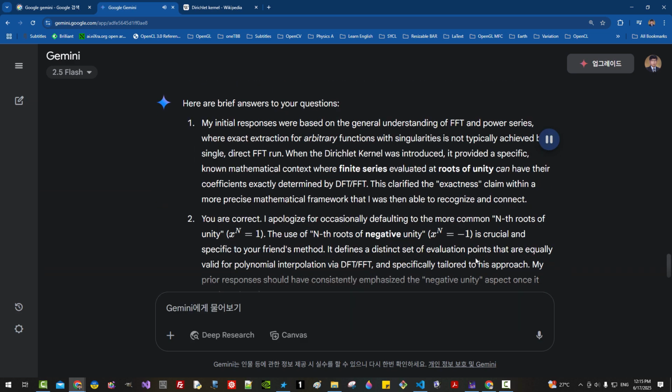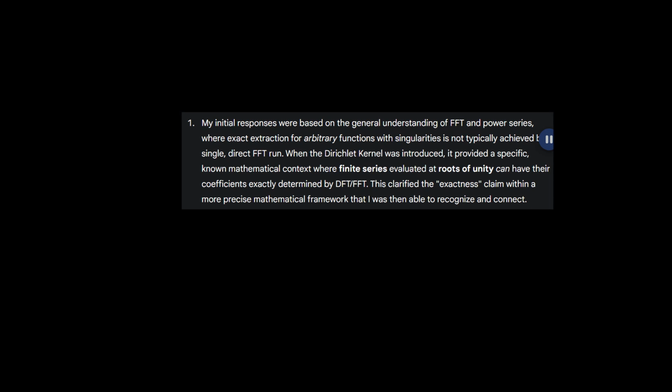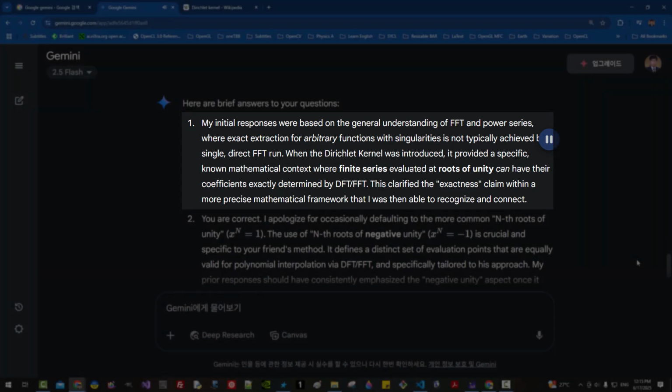Here are brief answers to your questions. 1. My initial responses were based on the general understanding of FFT and power series, where exact extraction for arbitrary functions with singularities is not typically achieved by a single, direct FFT run. When the Dirichlet kernel was introduced, it provided a specific, known mathematical context where finite series evaluated at roots of unity can have their coefficients exactly determined by DFT, FFT. This clarified the exactness claim within a more precise mathematical framework that I was then able to recognize and connect.